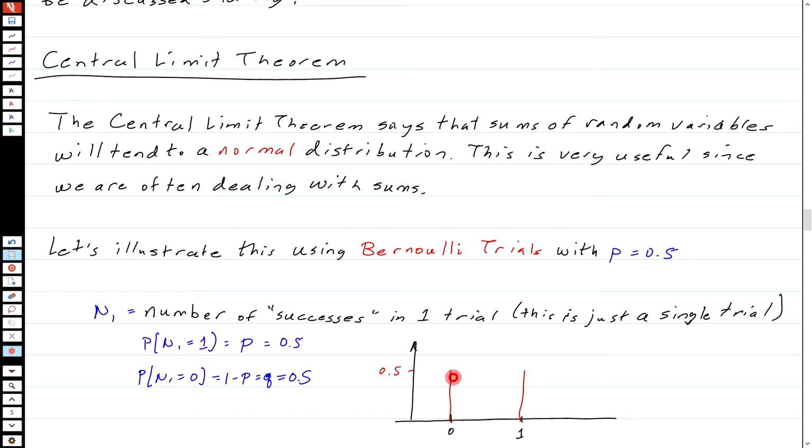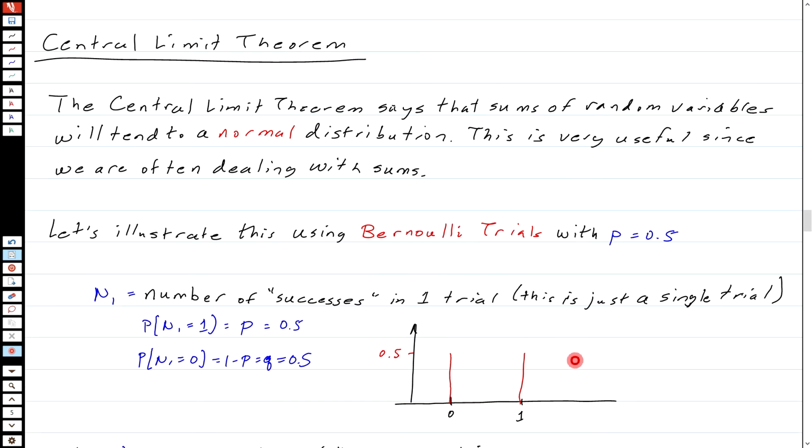Then our distribution looks like this. We've got two bars, one at 0 and one at 1. So there's a 50% probability of getting a 0, which would be a tail, and the probability of getting a 1 is also 50%. This is about as far away from a normal distribution as you could possibly imagine. It doesn't look anything like a normal distribution.